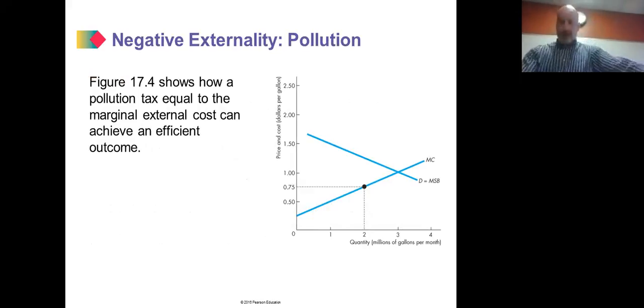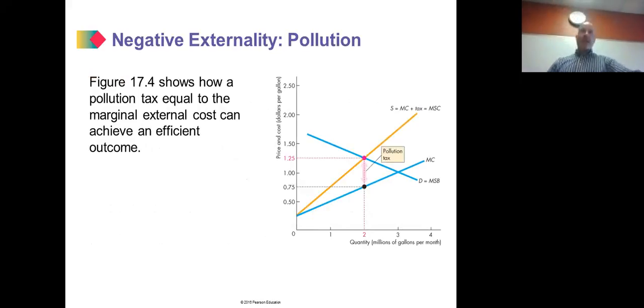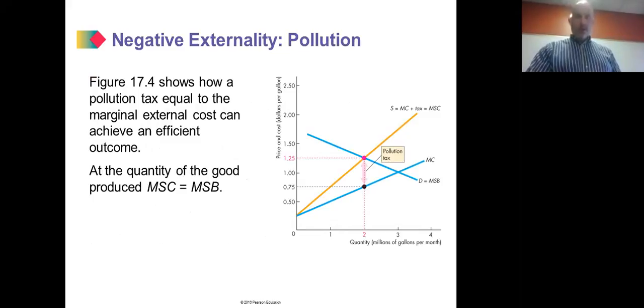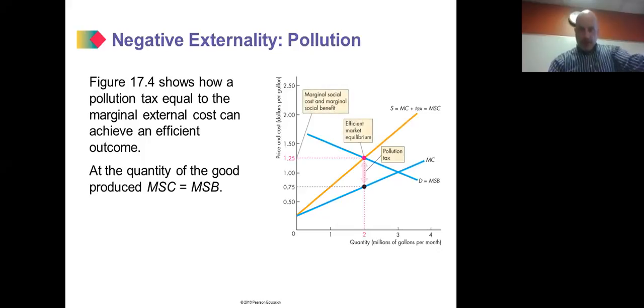All right, figure 17.4. How a pollution tax equal to the marginal external cost can achieve an efficient outcome. Remember, at the quantity of the good produced, marginal social cost is equal to marginal social benefit. So are we efficient? Yes, we are. And market equilibrium will occur at $1.25, and at $1.25 we have 2 million gallons of paint per month.